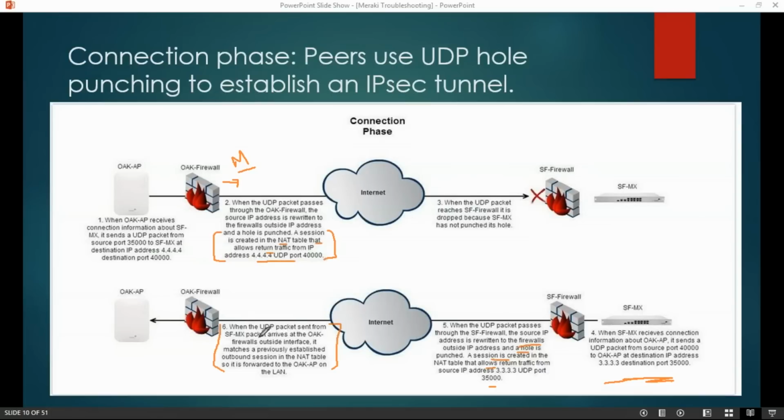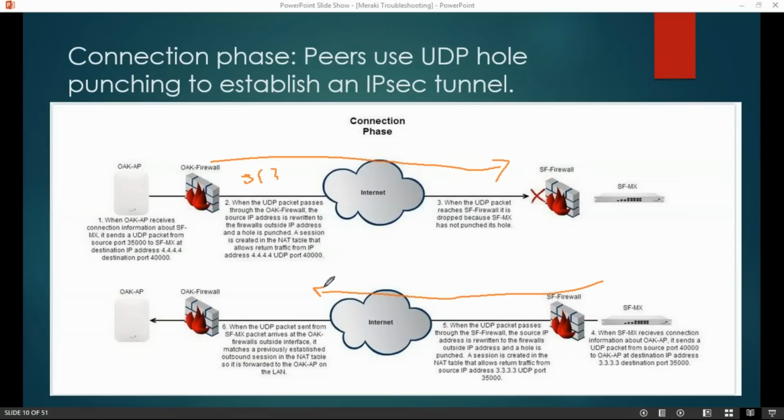When the UDP packet sent from, say, SFMX arrives at the OAK firewall outside interface, it matches a previously established outbound session in the NAT table, so it forwards the packet to the LAN. You got my point? This is very important to understand. Initially you have one-way communication, but the whole idea is that it will create one session. So I have one session inside my firewall. When the request comes from the other side, because it has a session, it will match that session and then allow the traffic to the OAK AP.